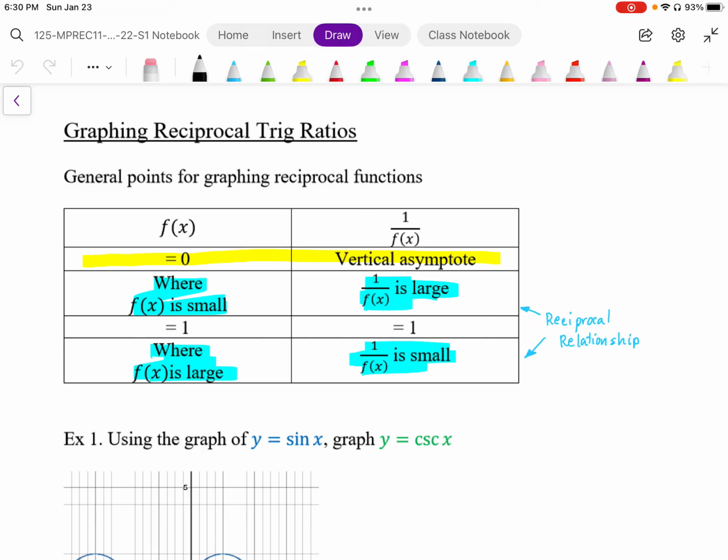When we're graphing reciprocal trig ratios, it's just like graphing any other reciprocal function. So we follow the same guideline. If I take a look at f of x, the main thing that we want to look for is where f of x is equal to 0. In yellow here, I've highlighted where f of x equals 0. We're looking for vertical asymptotes in the reciprocal function then. So that's the most important thing.